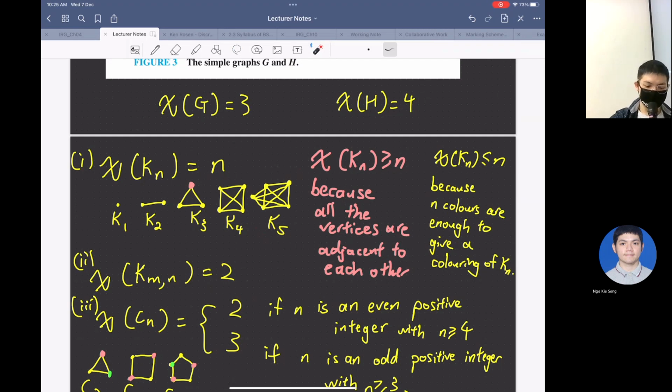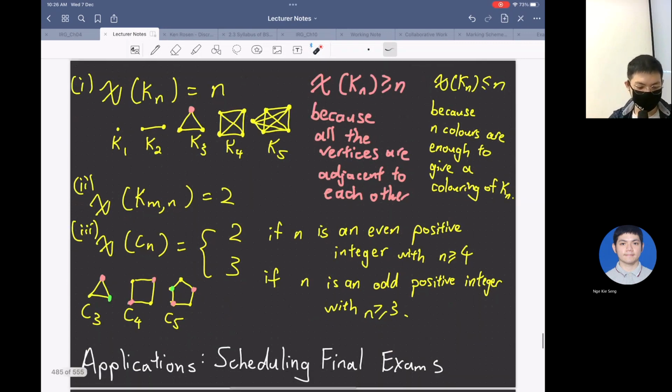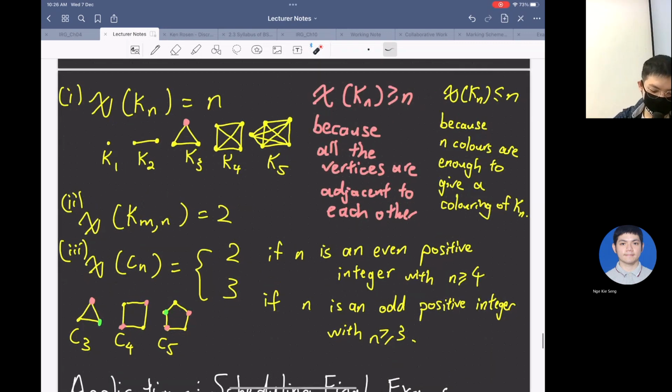Okay, next. The bipartite graph, we already encountered this, K_m,n. It's always 2-colorable. You can always use 2 colors to color a bipartite graph because you've got the bipartition of vertices: one group, one color; the other group, another color. Okay, 3. The cycle graph.